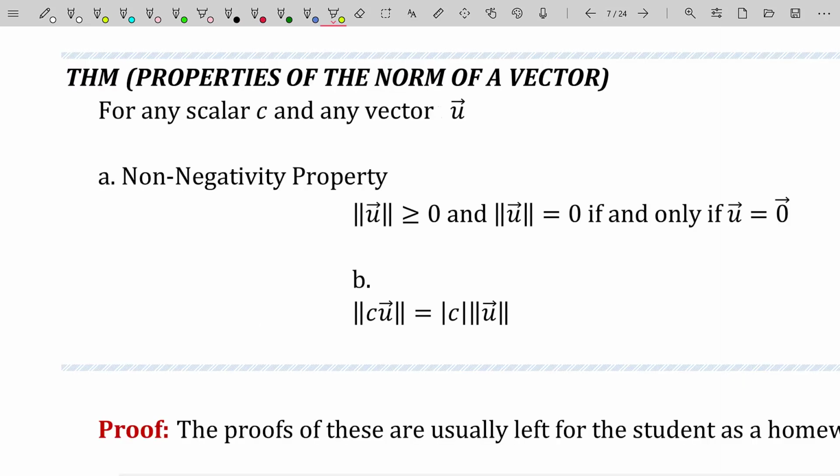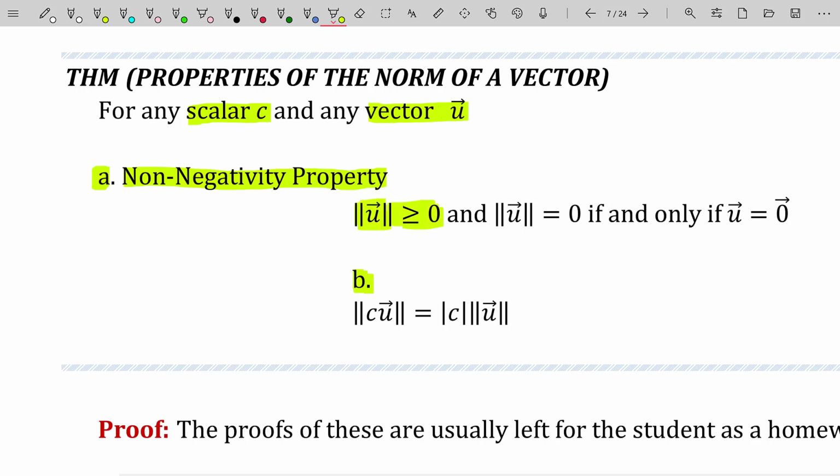And just like we did for the dot product, we have a theorem for the properties of the norm of a vector. And there's actually more properties than these two. We might have more as we move forward, but for right now, these are the only ones we really need. So suppose that C is a scalar and U is a vector. There's the non-negativity property, which is that the norm of a vector is always greater than or equal to zero.